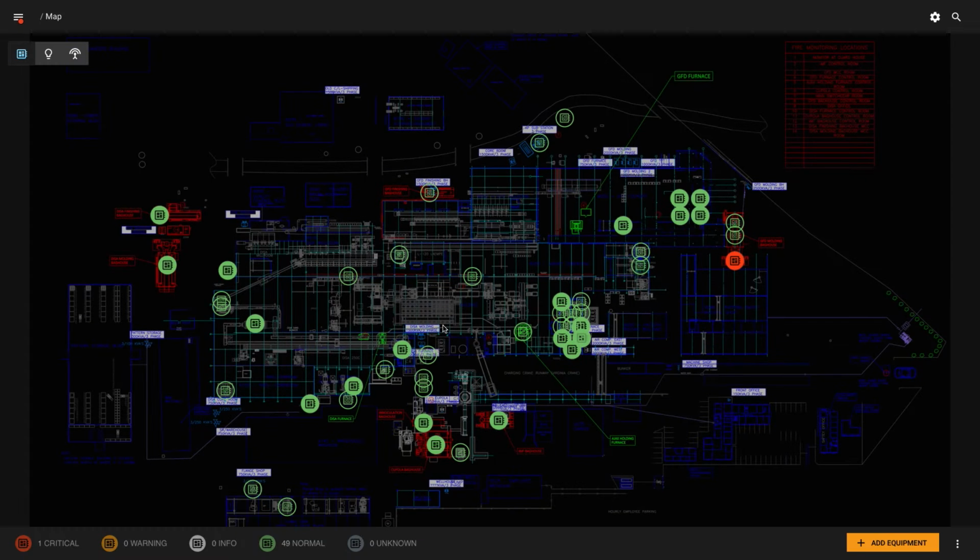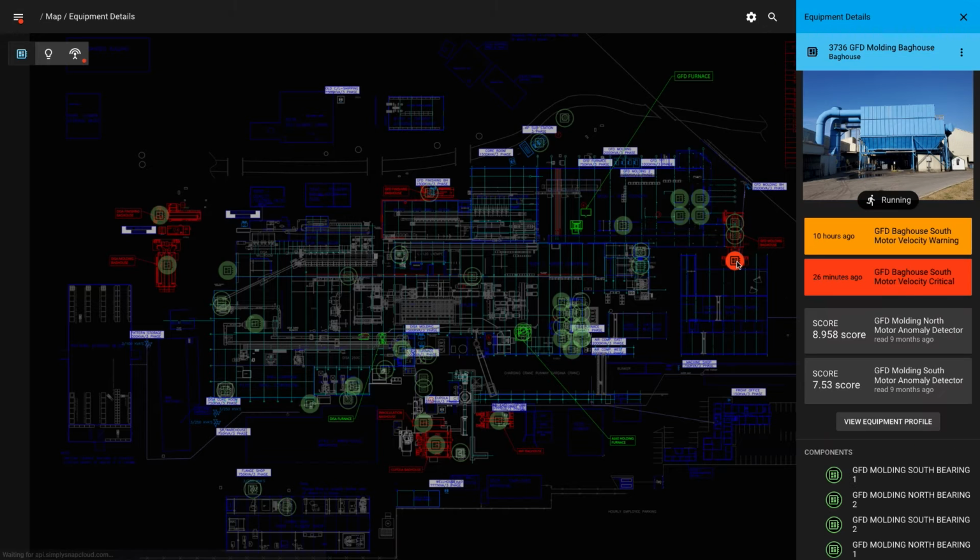On this screen, you can see that SimplySnap provides a map view of your entire facility, showing the status of your key pieces of equipment on the map. You'll notice that this piece of equipment isn't operating normally and is in a critical state. By clicking on that piece of equipment directly from the map, you'll get a quick view of what that equipment is, what state it is in, and any critical alarms that may exist.